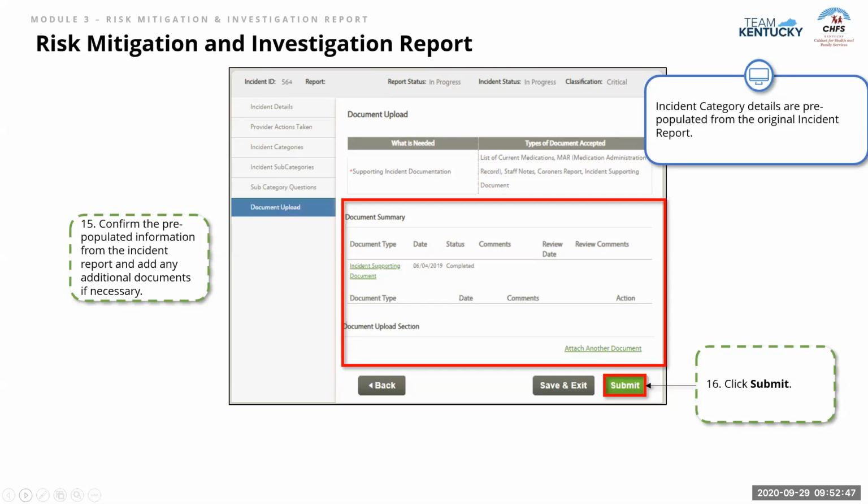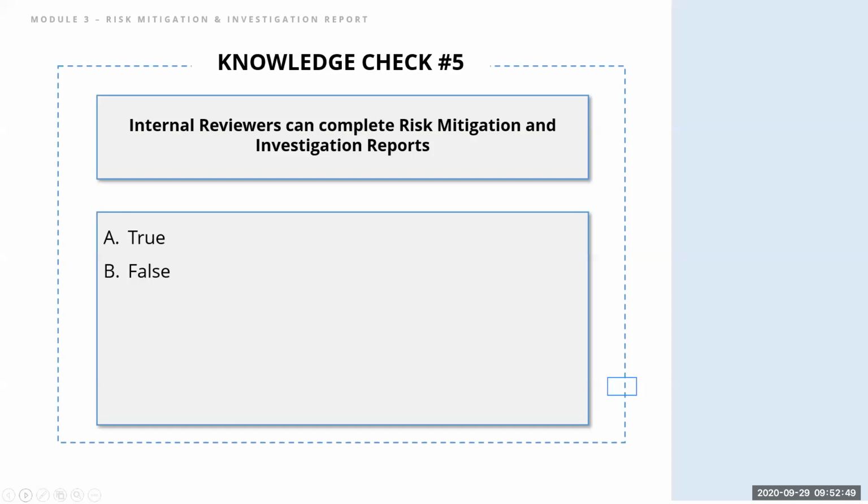So we'll go ahead and pretend we click submit. And that brings us to knowledge check question number 5. So I'll go ahead and bring up this polling question in just a second. But again, true or false, internal reviewers can complete risk mitigation and investigation reports. So I'll go ahead and get that brought up and give you all about a minute to answer that.